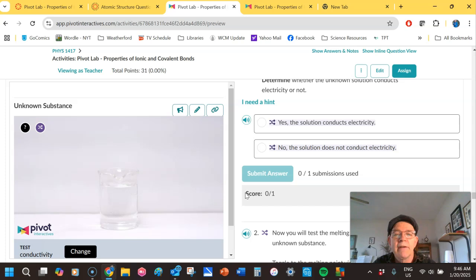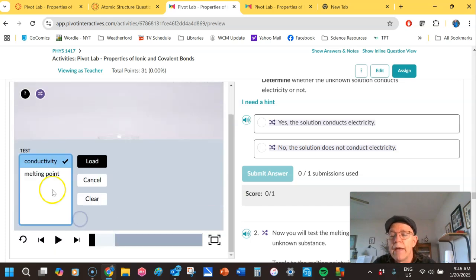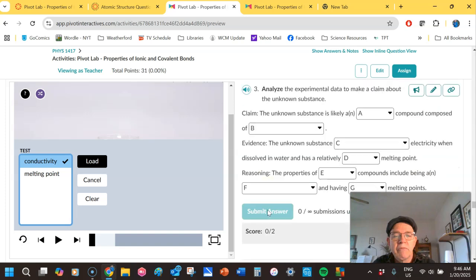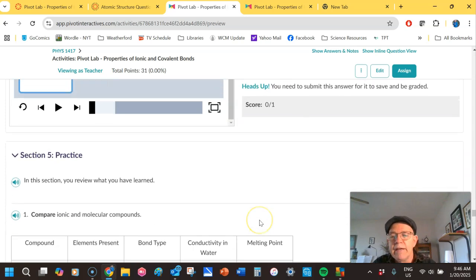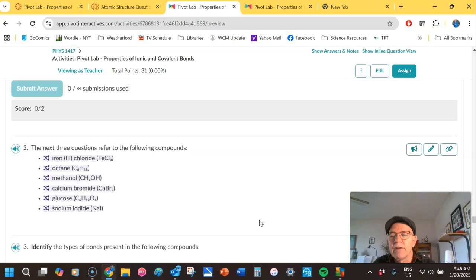All right, now we get down here. They're going to give you an unknown substance, and for this one, you can do a conductivity test and you can do a melting point test, and based on that information, figure out what you can figure out about it, and of these, which could possibly be the correct answer based on your information, okay? And then kind of some summary here.